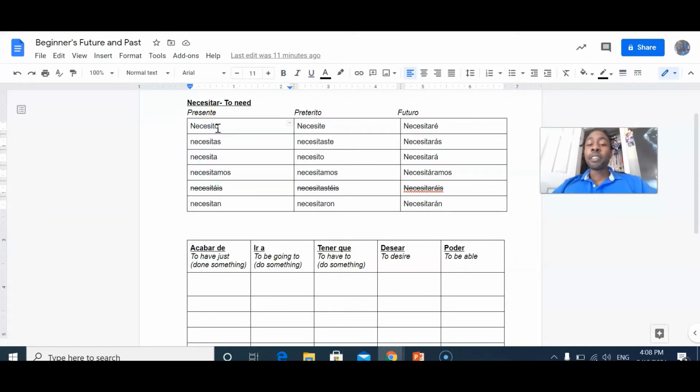So, in the present tense, ya saben que vamos a decir necesito, necesitas, necesita, necesitamos, necesitáis, y necesitan. But we haven't gone over yet how to talk in the preterite and these conjugations that you will see here. So, cuando ves necesité, it says I needed. Y cuando digo necesitaré, it could mean I will need. Necesitaste would be you needed, y necesitarás would be you will need. And these conjugations, they go on and on.